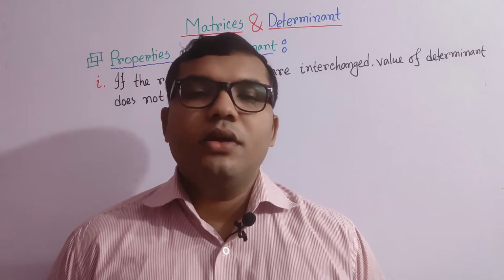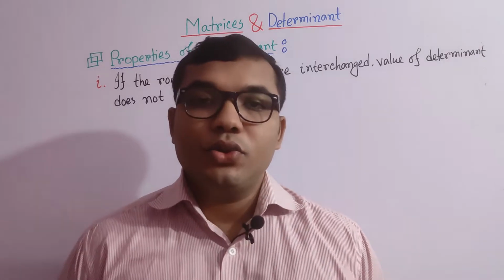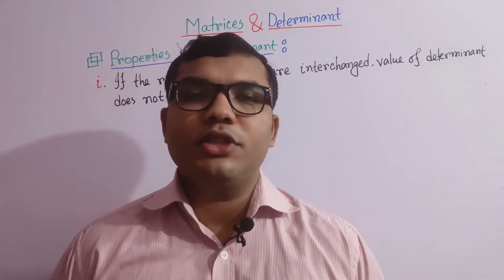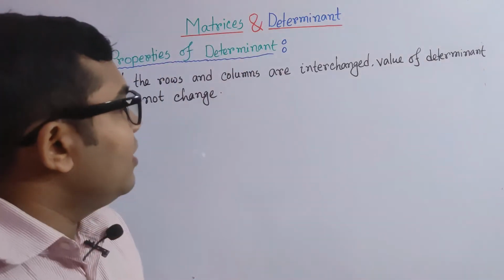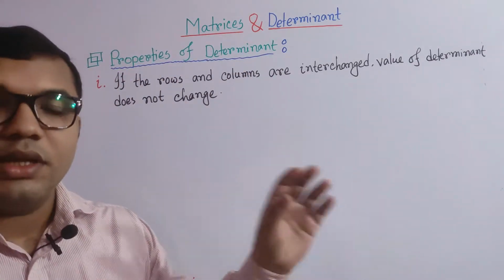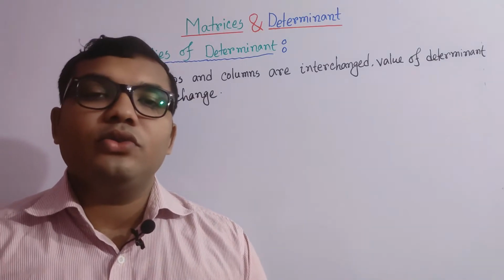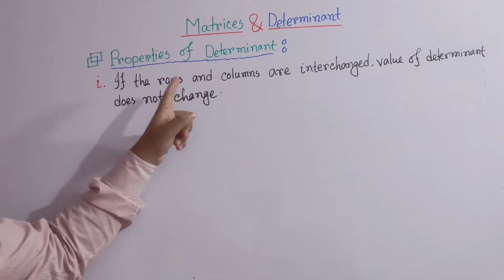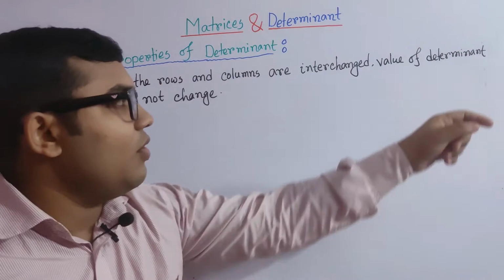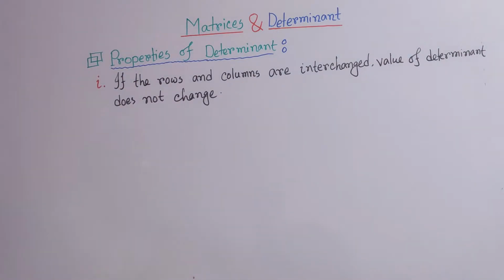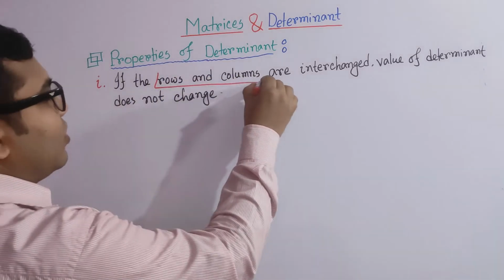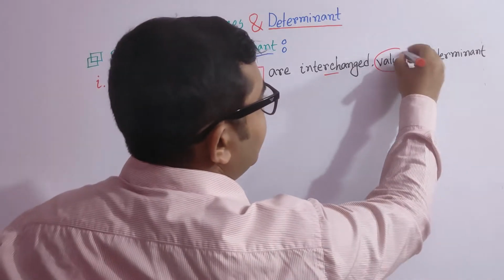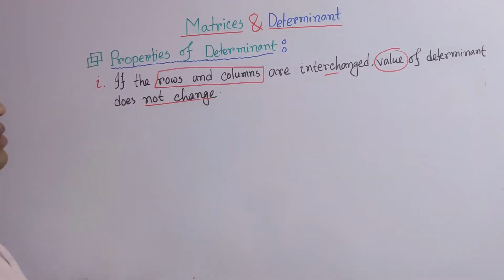So dear students, according to today's lecture, we are going to discuss properties of determinants. It is very important for your chapter 1b. Here we are trying to show some properties which are very important to solve determinants. First of all, our first rule says if the rows and columns are interchanged, then the value of the determinant does not change. That means our rows and columns are interchanged, and the value of the determinant will not change.